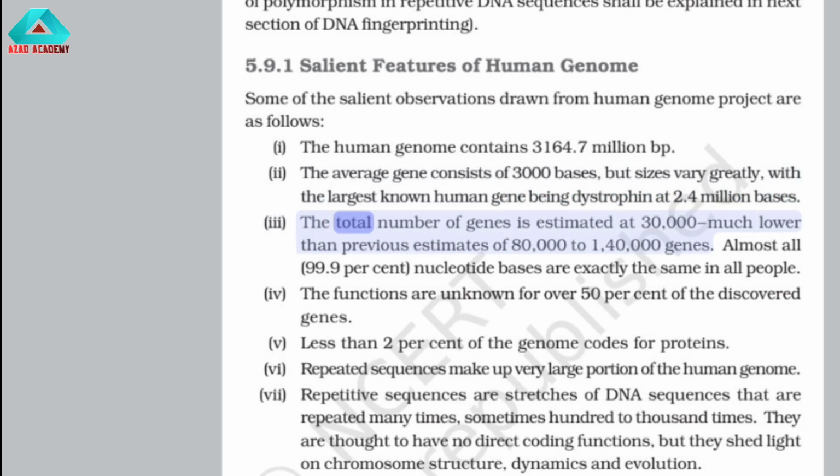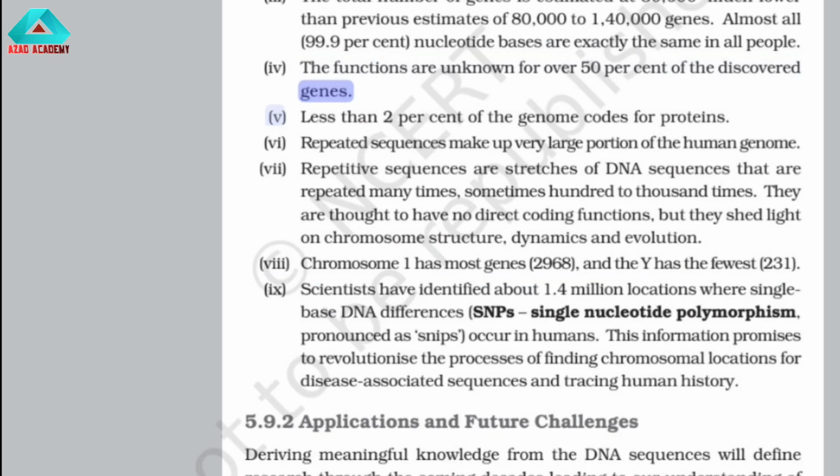3. The total number of genes is estimated at 30,000, much lower than previous estimates of 80,000 to 140,000 genes. Almost all (99.9%) nucleotide bases are exactly the same in all people. 4. The functions are unknown for over 50% of the discovered genes. 5. Less than 2% of the genome codes for proteins. 6. Repeated sequences make up a very large portion of the human genome.